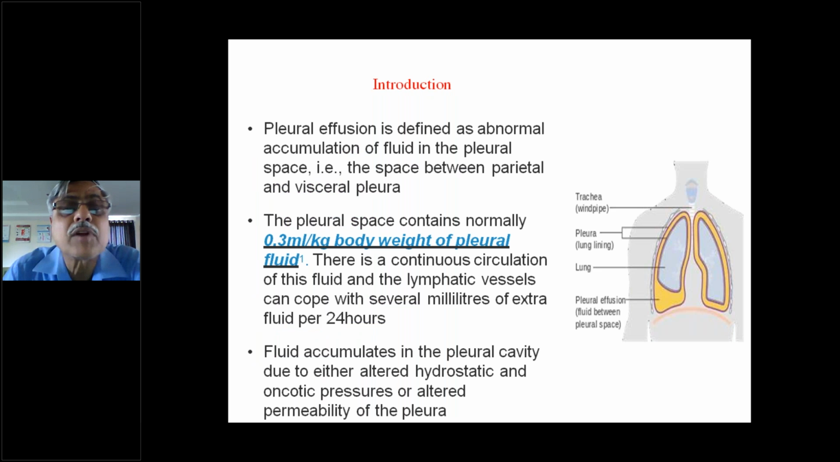You all know pleural effusion, of course. In the pleural space, some amount of fluid is already there, about 8 to 10 ml. Some people say up to 20 ml. Actually, 0.13 ml per kg body weight of pleural fluid will be there, about 8 to 20 ml of fluid. That is for the lubrication purpose of the pleura.